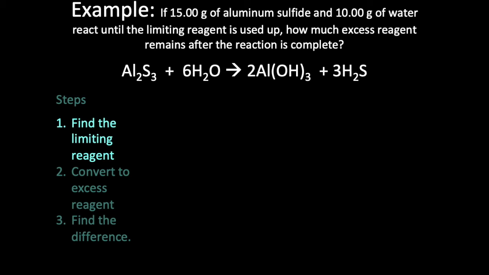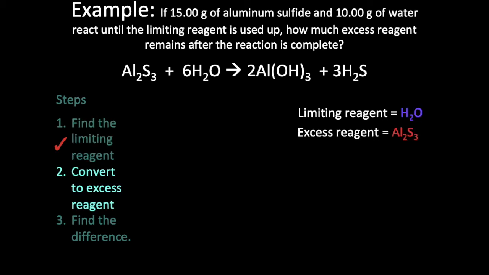For this case, I'm going to go ahead and let you know that the limiting reagent is water, which means we are going to skip past step 1. If we look at our two reactants, we have water and aluminum sulfide. So if the limiting reagent is water, that means our excess reagent is going to be the aluminum sulfide. So our second step is going to be that we're going to convert from the water, since it's the thing that limits the reaction. We know we're going to use all of it up, and we're going to see how much aluminum sulfide would need to be used if we started with the 10 grams of water that is given to us in the problem.